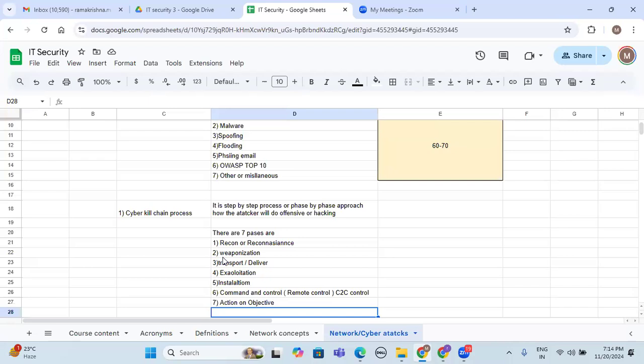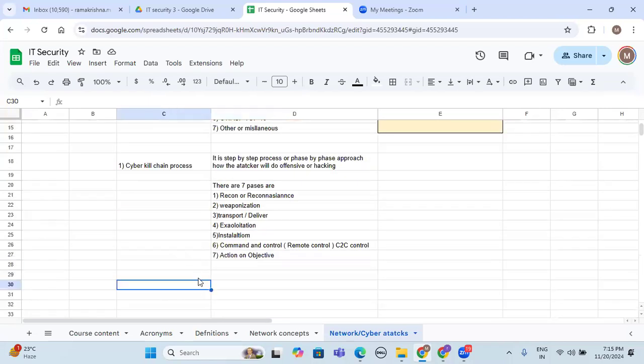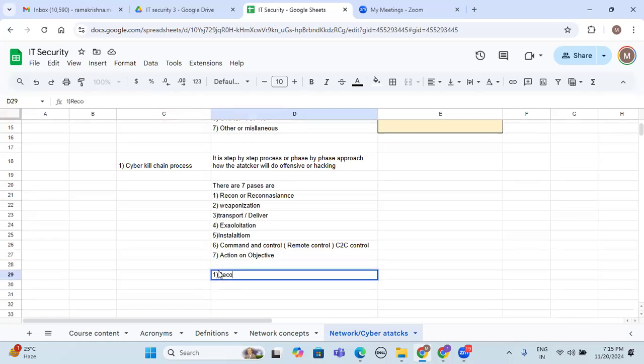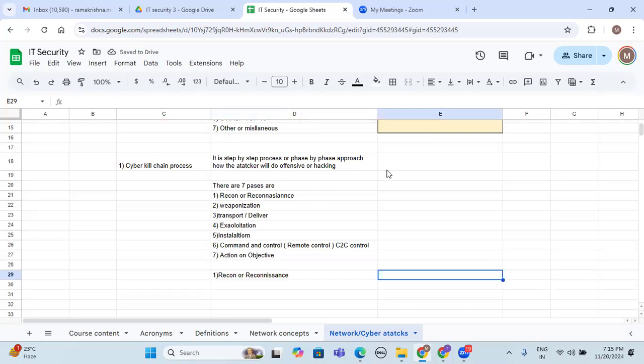So first one is recon, or reconnaissance. What is recon or reconnaissance? It is nothing but selection of the target, gathering of the initial information related to which system I want to hack.